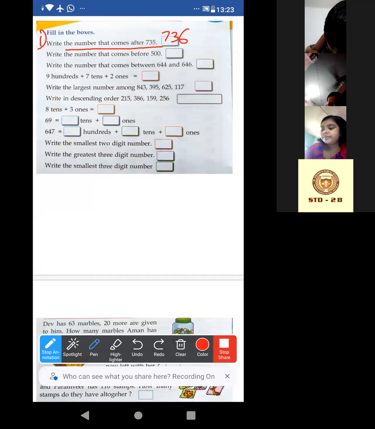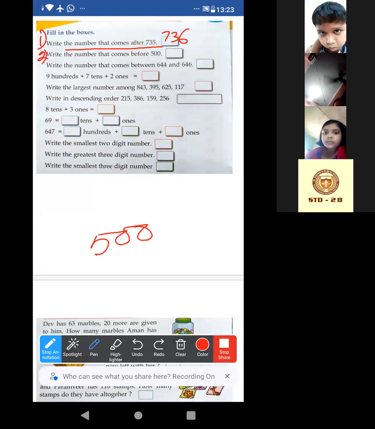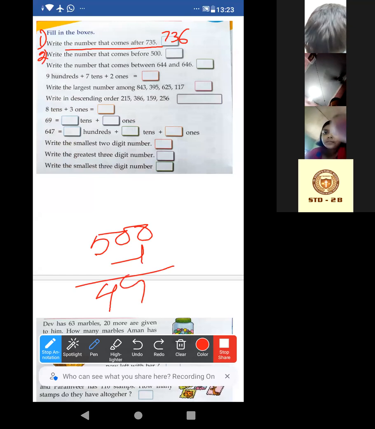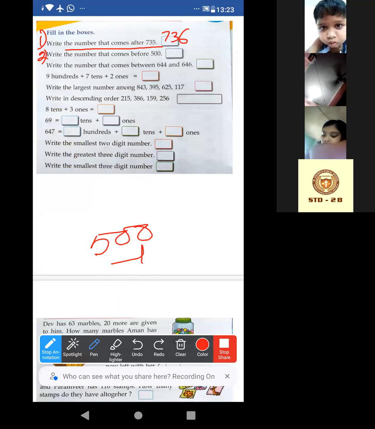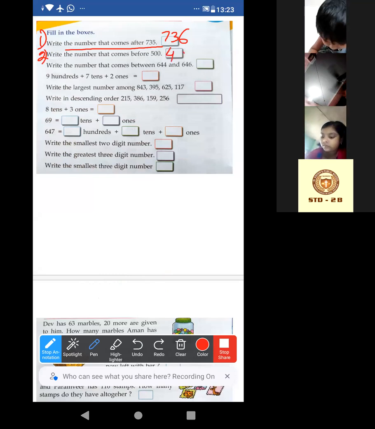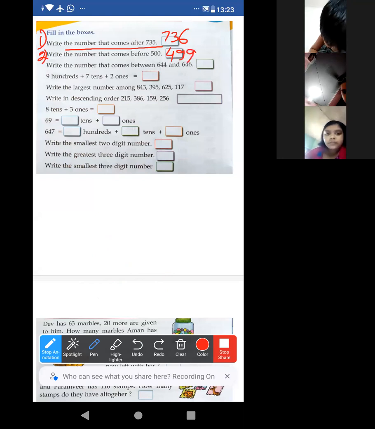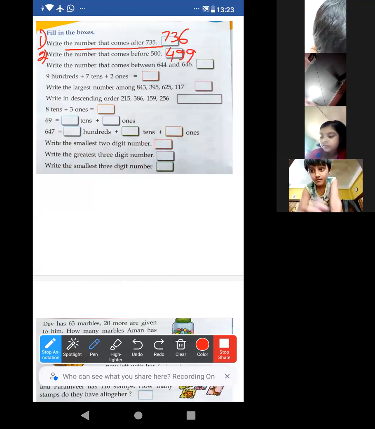Now, number 2. Number 2, look, write the number that comes before. It is given before 500. That means minus 1. What will be the answer? 499, right? Just do it. 499.